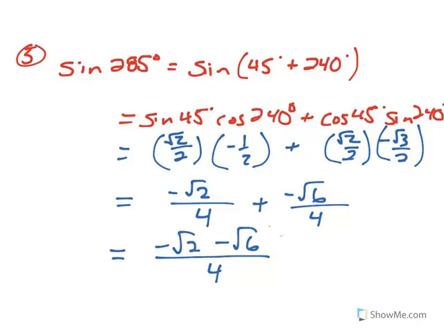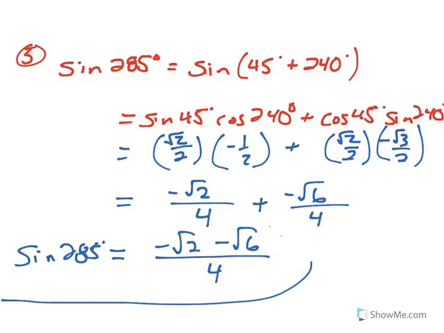Denominator stays the same. This answer could also be written as square root of 6 minus the square root of 2 over 4, and it would be more likely that way if you had chosen your angles differently or written them in a different order. So sine of 285 is the difference of negative square root of 2 and square root of 6, divided by 4.